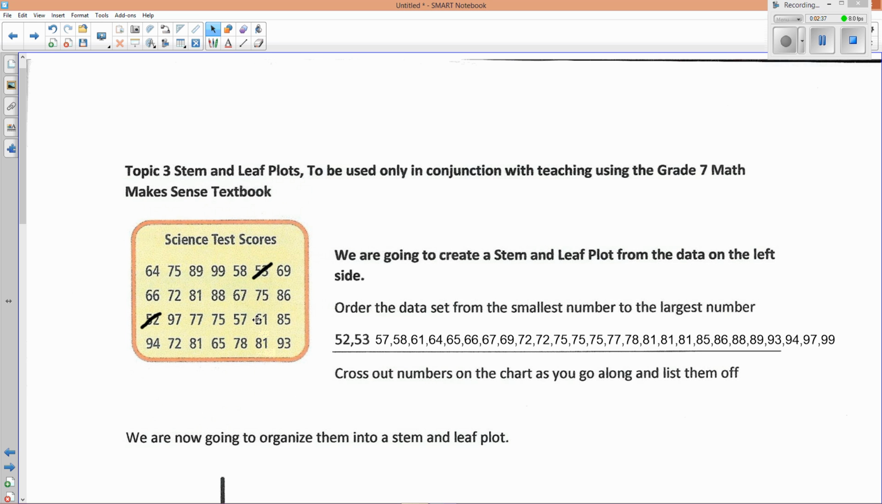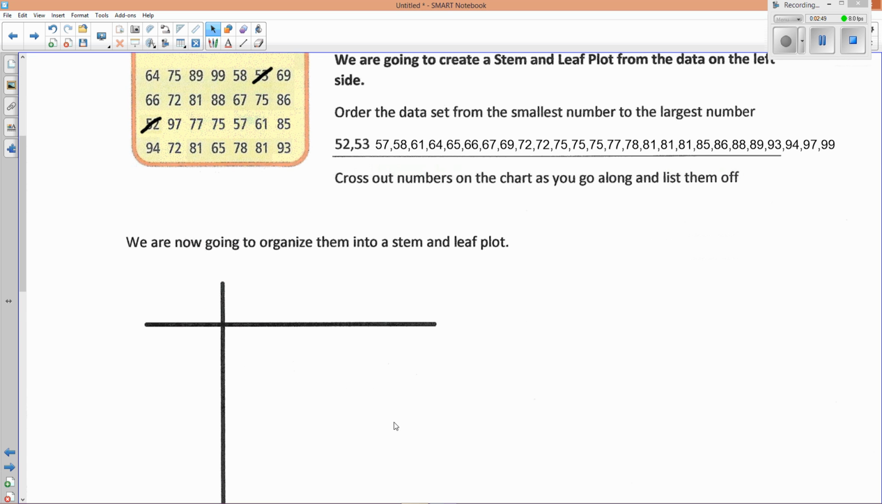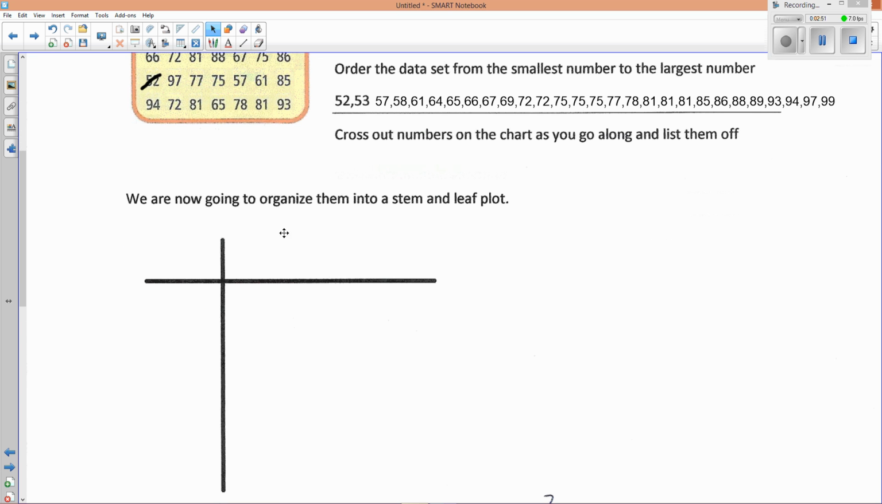Now, you can actually just use this data set here to generate a stem and leaf plot, but if you make mistakes, you have to start crossing stuff out and reorganizing stuff. Generally, it's easier if you make one giant long list, all right? So we're going to organize it into a stem and leaf plot. Now, stem and leaf plots kind of look like our tally or frequency tables. It's just there are only 2 columns. This side here is commonly referred to as the stem side.